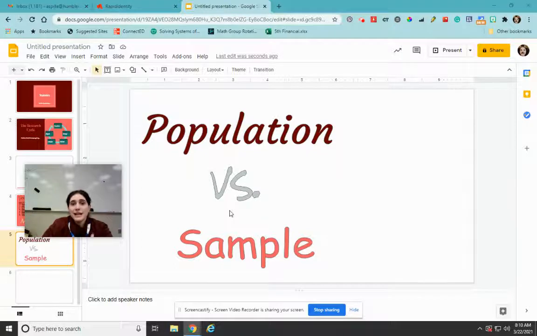So you're gathering data, right? You can either gather data from the whole population or from a sample. So population in this case doesn't mean the number of people like in Houston or the number of people in the entire world. Population is your entire group of whatever you're looking at.